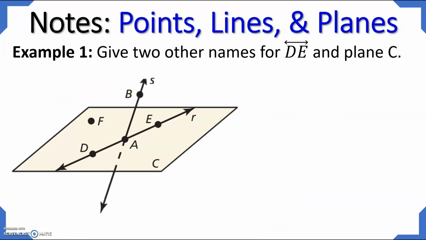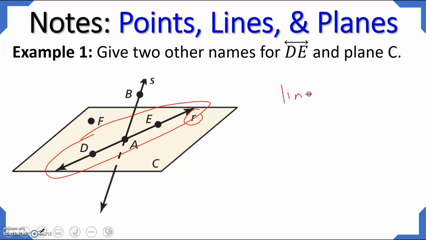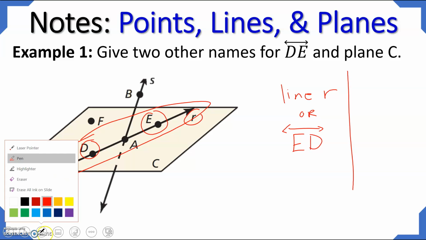Example 1. Give 2 other names for line DE and plane C. Let's take a look. So remember, to name line DE, which is right here, we can either use the lowercase letter next to it. So we're going to say line R, or we can use the same 2 points, but reverse the direction. So ED, line ED.